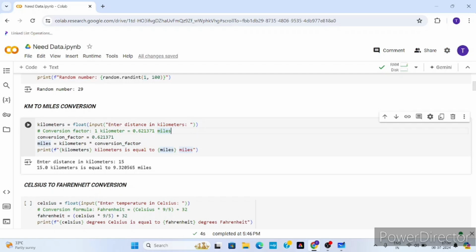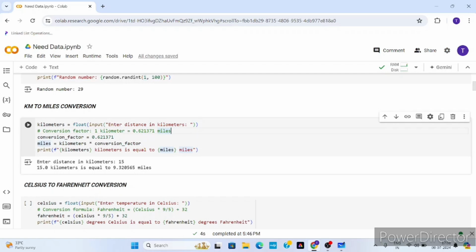Now I know the value of 1 kilometer equals 0.621371 miles, which is around 0.6 miles. Okay, 1 kilometer equals 0.6 miles. So I am just going to multiply my kilometers by this to directly get miles. I am just storing that number 0.621371 in a variable called conversion factor, which will be in the float data type. You can see here itself, it's a float data type, because if a decimal number appears, it will be the float type.